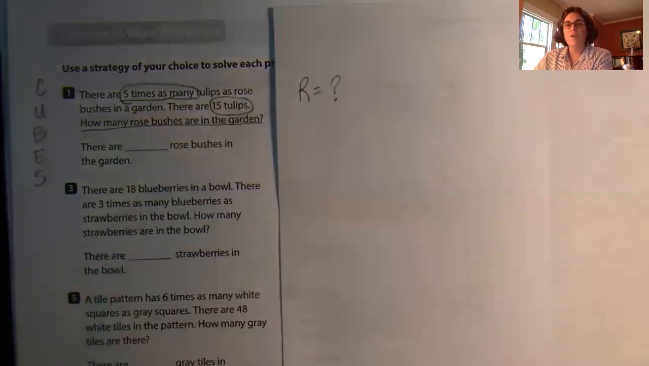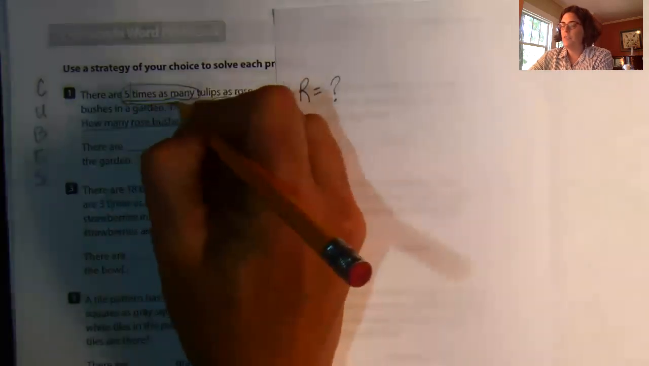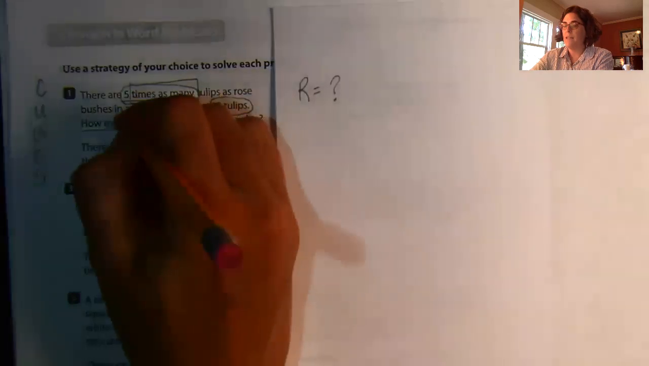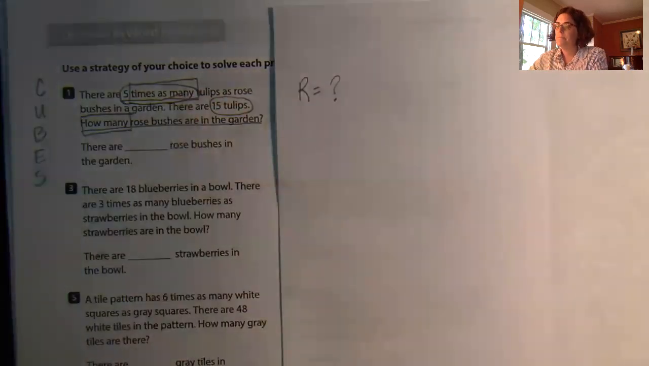I don't see any other numbers, so let's go ahead and move on to key words. I know I already circled it, but times as many is going to be an important key phrase for this problem. I also see how many. I don't see any others, do you? Nope, I think I've got all of them.